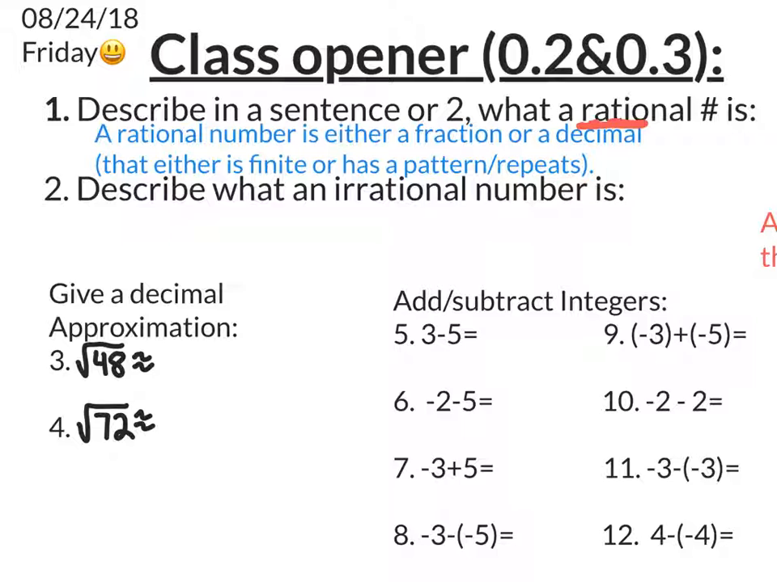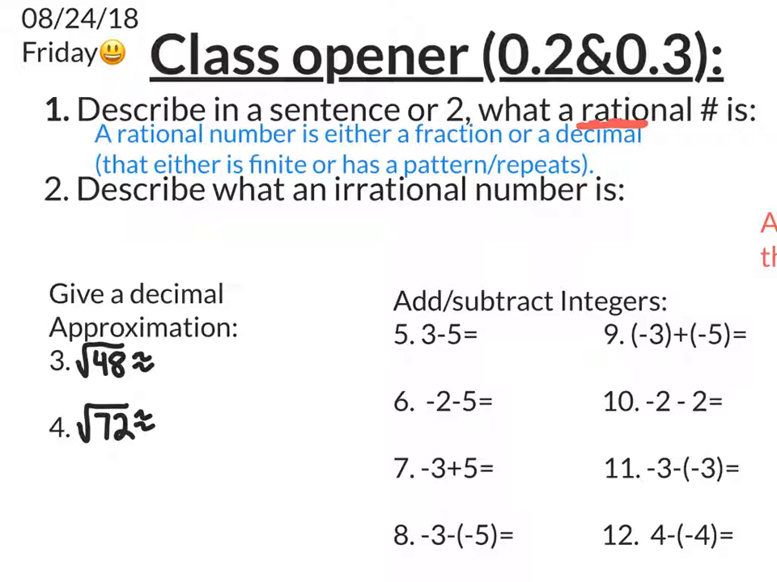Number two, describe what an irrational number is. Anybody have one? A definition of your own? What's up? What do you got? Non-terminating? Okay, non-terminating or non-repeating, a decimal that goes on forever, right? Like pi. Pi is 3.14. Okay, yeah, a decimal that's a mess, right?